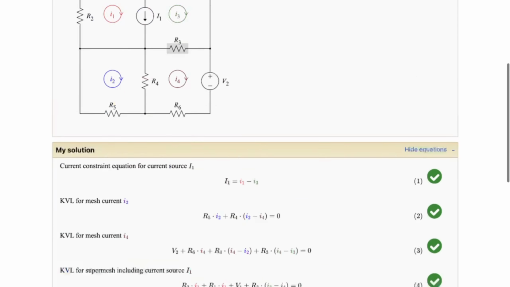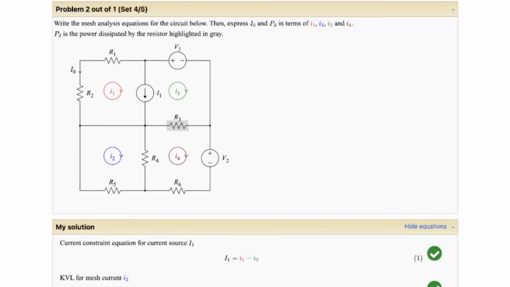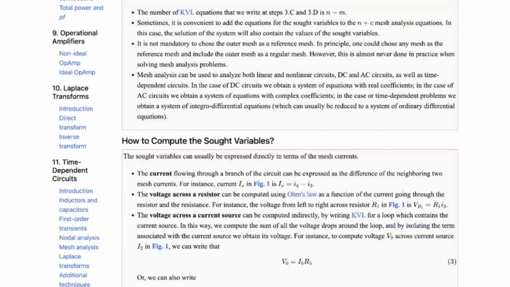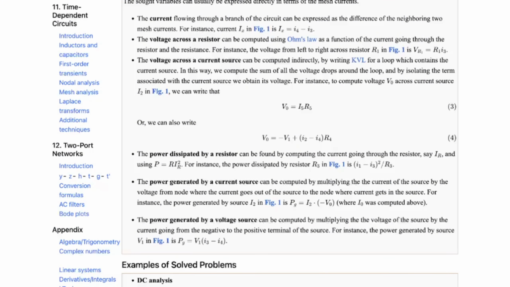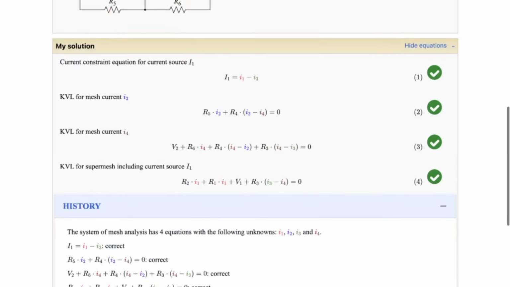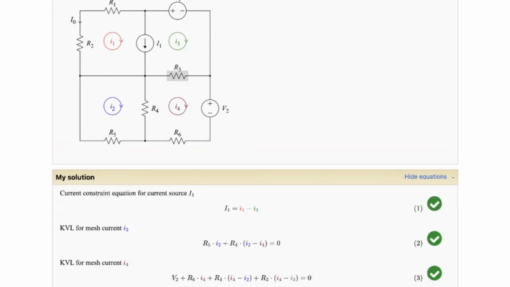Now we look at the power dissipated by the R3 resistor. And let's take a peek at the webbook really quick. The power dissipated by a resistor can be found by computing the current going through the resistor, and then we square that and multiply it by the resistance. So current squared across the resistor times resistance. And here the current across that resistor, since we're squaring it, doesn't matter what order we do it, but we do have to subtract these two currents because they are fighting against each other.